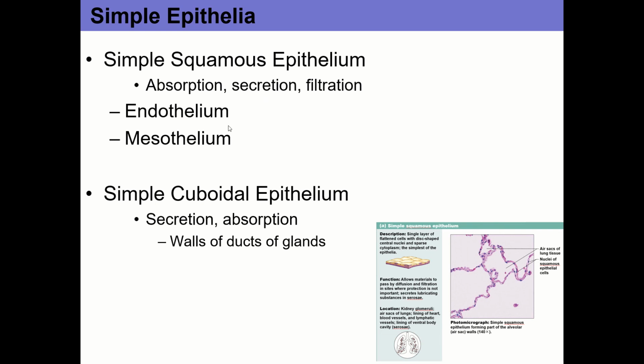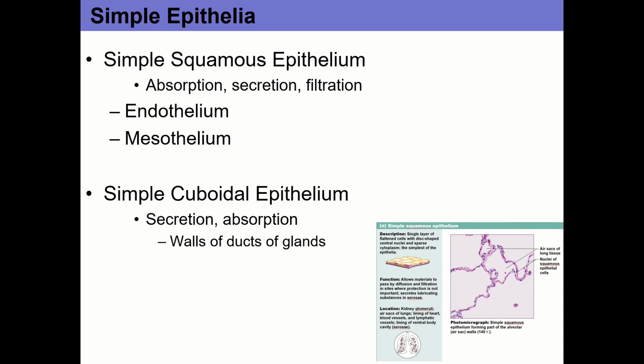The endothelium is still a simple squamous tissue, but it is the simple squamous tissue that lines blood vessels. So it's on the inside of your arteries, of your veins, of your capillaries. Some capillaries, in fact, are only endothelium. So the endothelium is essentially a special name for simple squamous epithelium inside of a blood vessel.